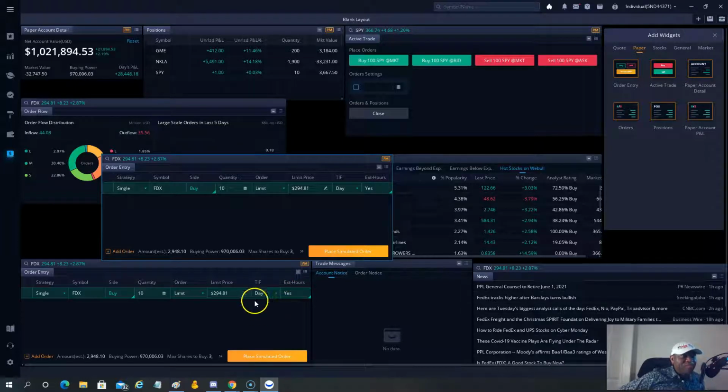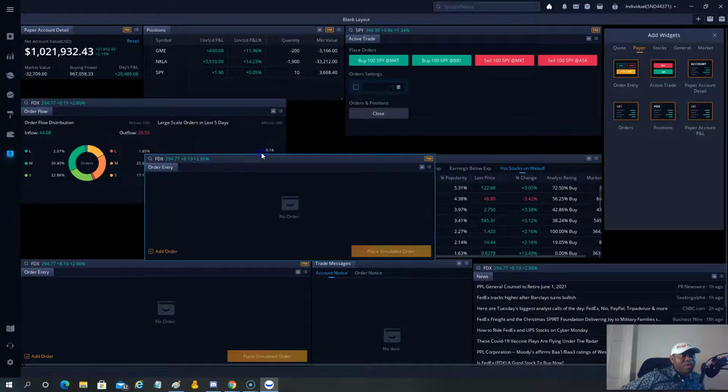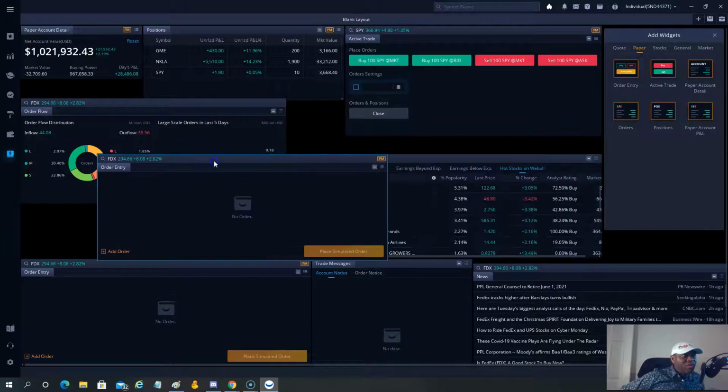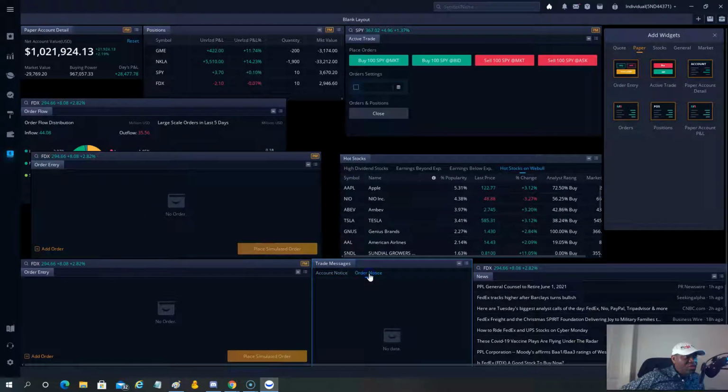So this is how you will go about putting in an order. Buy FedEx, buy limit, or instead of limit, you can say market. So let's say I go at market and I'm buying 10 shares of FedEx. Let's say place this order. Submitted successfully. Now I will need to know whether or not that order was filled. So let's go to order notice, traded message.